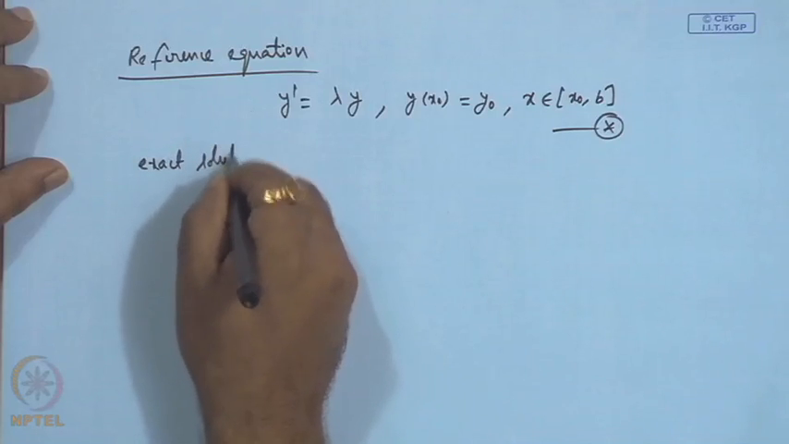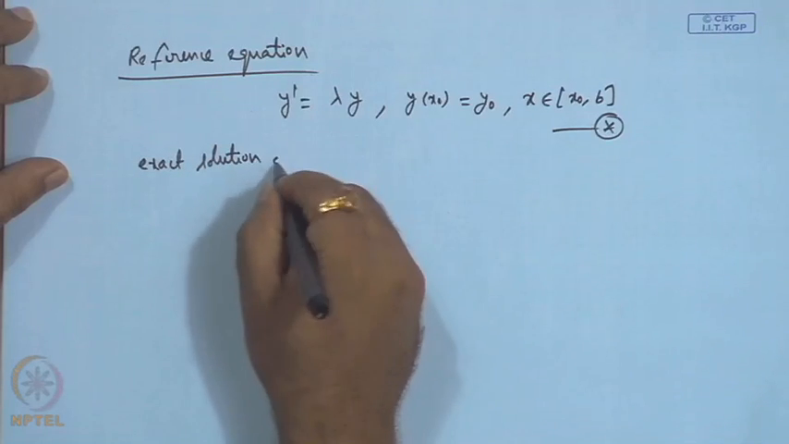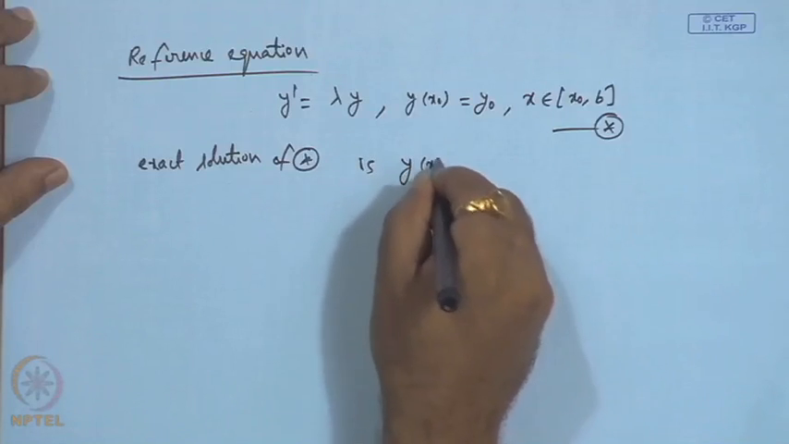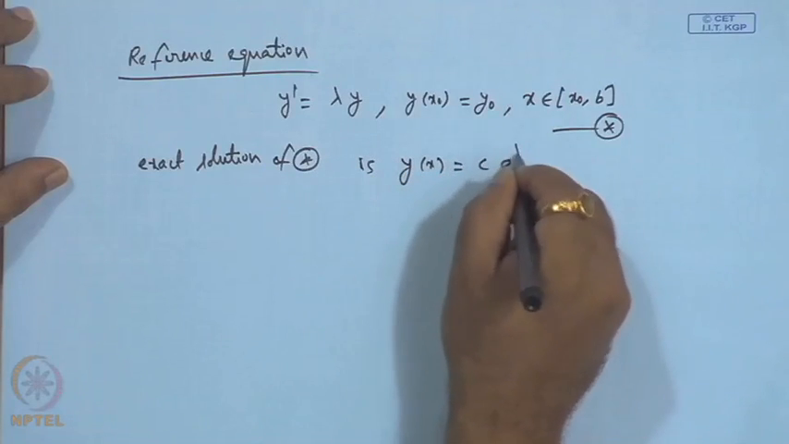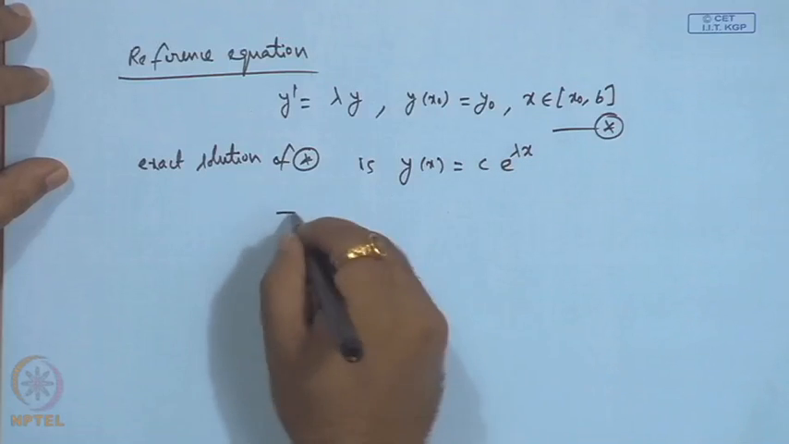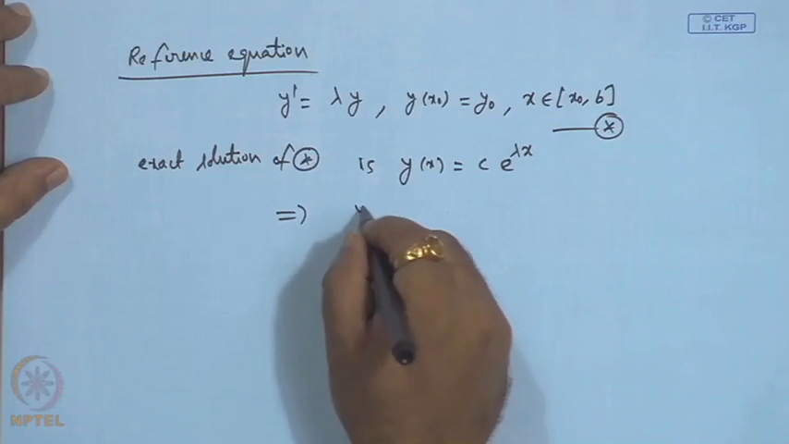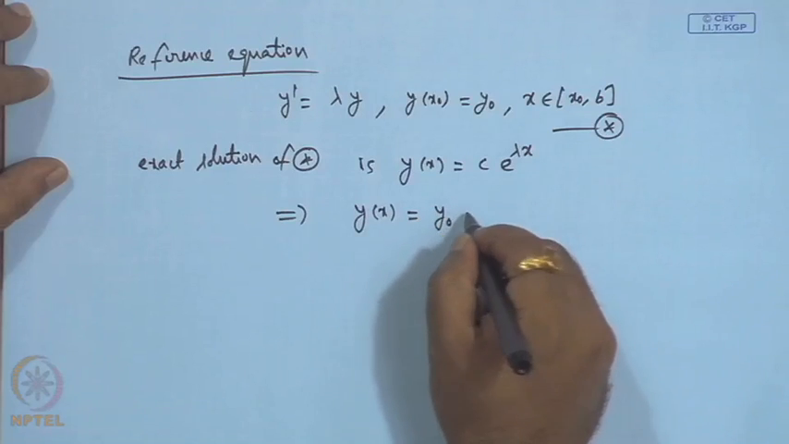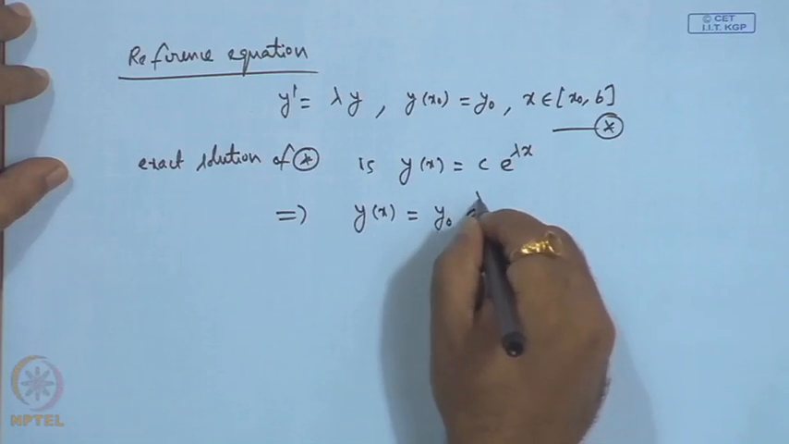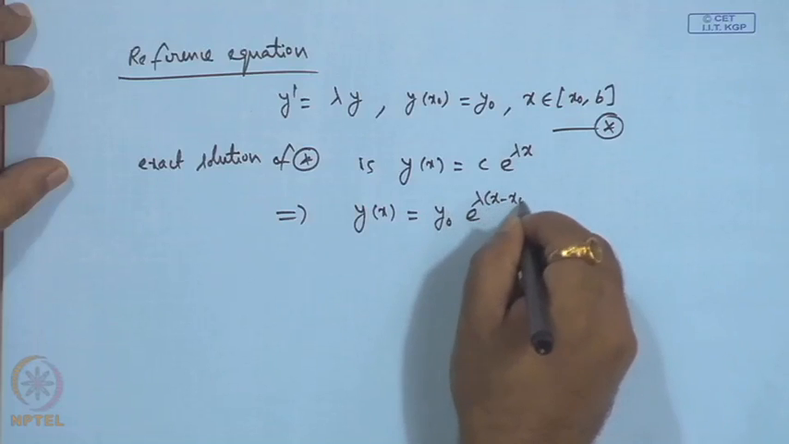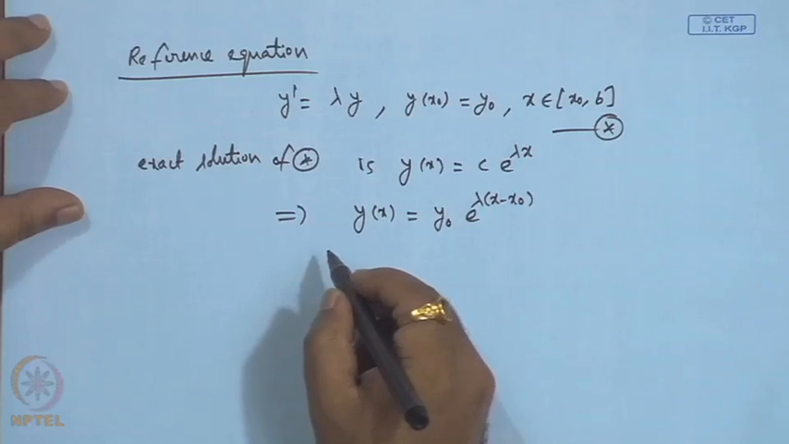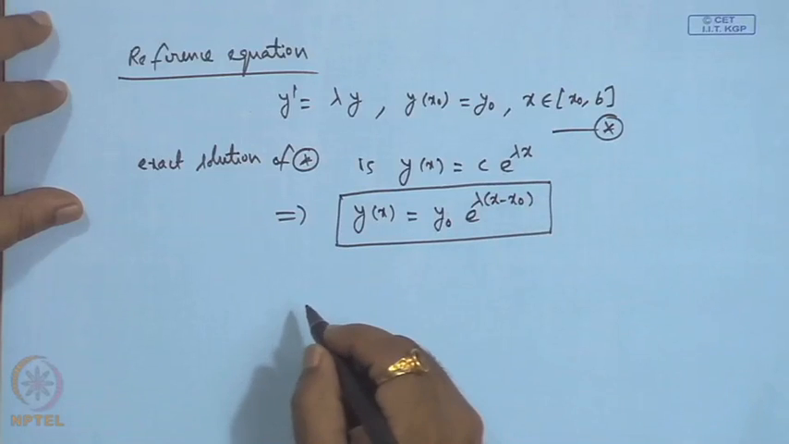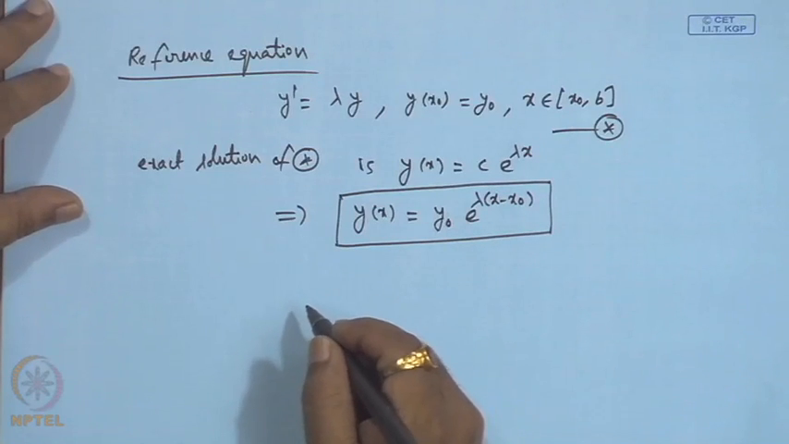And the exact solution of star is y of x equals c times e power lambda x. So, if you use this initial condition, we get y 0 e power lambda. Okay. So, this is our exact solution, right.